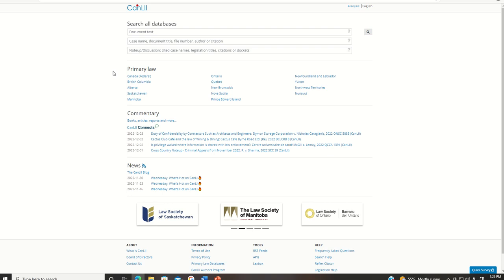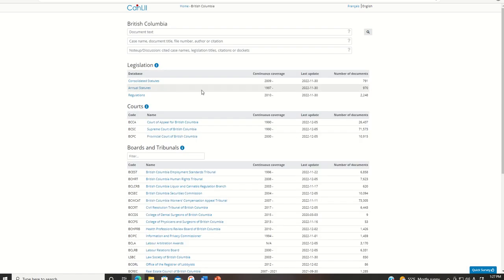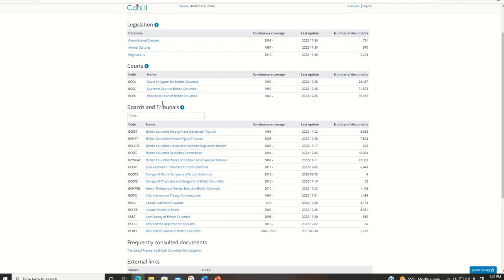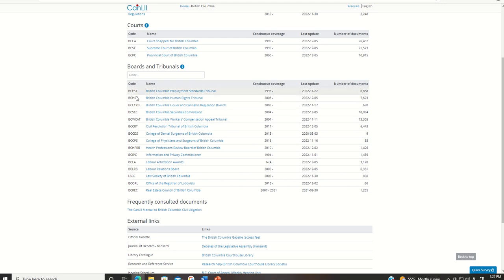And here, the next thing is primary law. So if you want to find the law of any jurisdiction in Canada, so we have 10 provinces and a federal jurisdiction, you can click on one of these. Take British Columbia, for example. And then you can find legislation here. Courts, if you need to find court decisions, the appeal court, Supreme Court, provincial court. And then boards and tribunals.